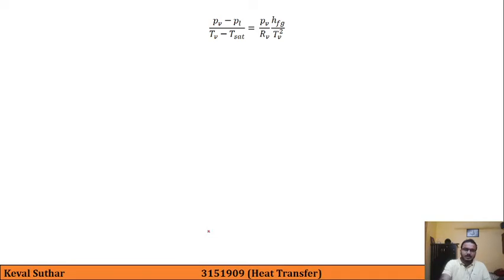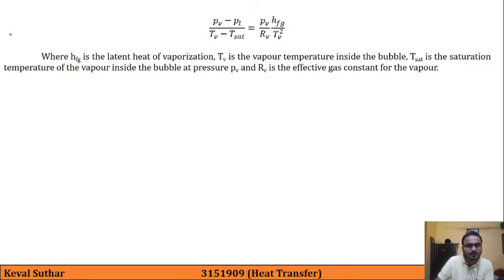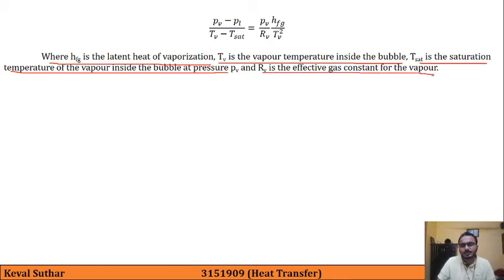And it can also be written in this way. This is the second form, and you can count this as an empirical correlation because we are not going to derive this. Here hfg is latent heat of vaporization, Tv is the vapor temperature inside the bubble, Tsat is the saturation temperature of bubble vapor inside the bubble at pressure Pv, and Rv is the effective gas constant for the vapor.